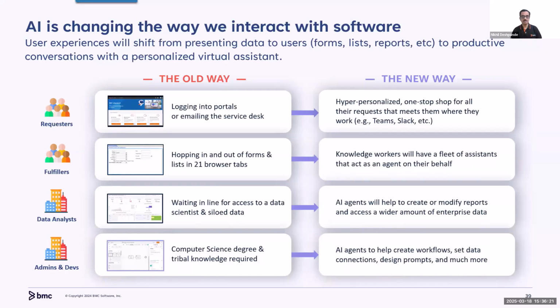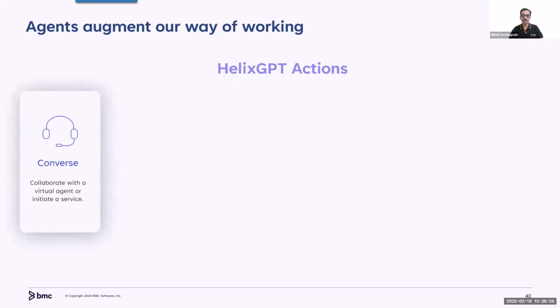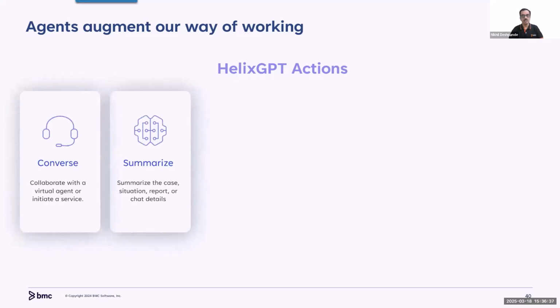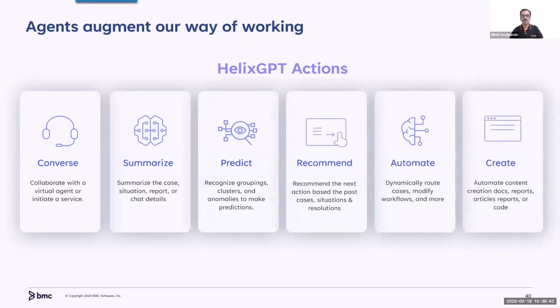And likewise, this is true across all aspects of how we interact with business software. In response to these changes, at BMC we have come up with a range of actions, which we call Helix GPT actions, that cover a broad spectrum of things that end users do when they interact with software. Typically, converse with a virtual agent, summarize. It could be summarizing the content of, say, the audit log or conversations of an incident. It could be summarizing a report.